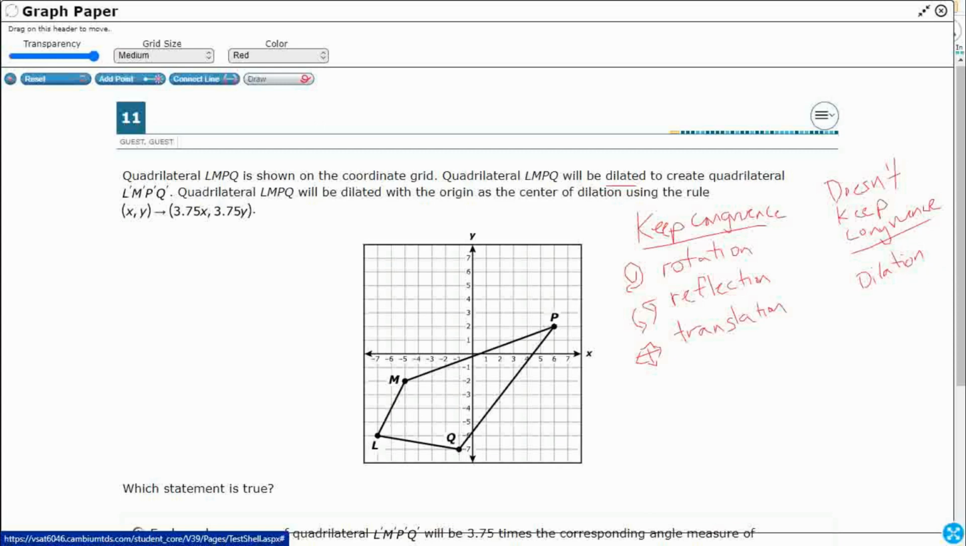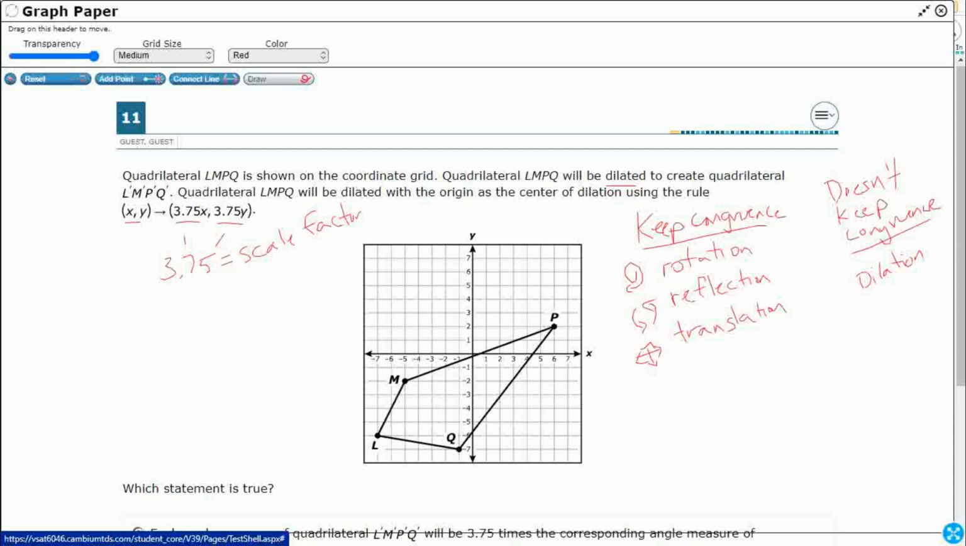So we have this rule right here, okay? We have the LMPQ that's on the screen here. And we see it's going to be 3.75 times x and then 3.75 times y. So this 3.75, right? That term is called a scale factor. So we're going to scale it. It's going to be 3.75 times bigger.